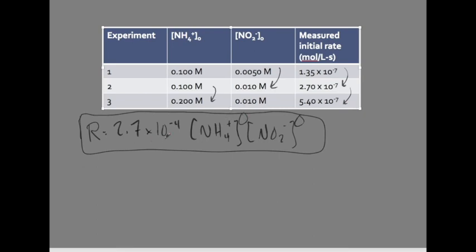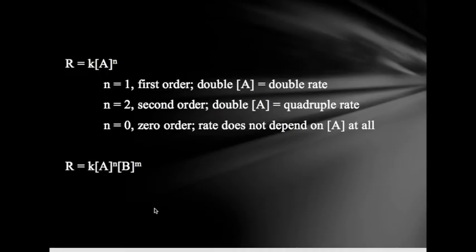Then to solve for K, which will be the last thing you do, you just pick an experiment, plug the values in, and solve algebraically for K. You have got to think about the units for K. We know that rate is going to be in moles per liters times seconds, so K has to have units that will get us there. If this is moles per liter times moles per liter, then K has to have units of liters per mole seconds, just like that. Okay, we need to talk about some terminology.